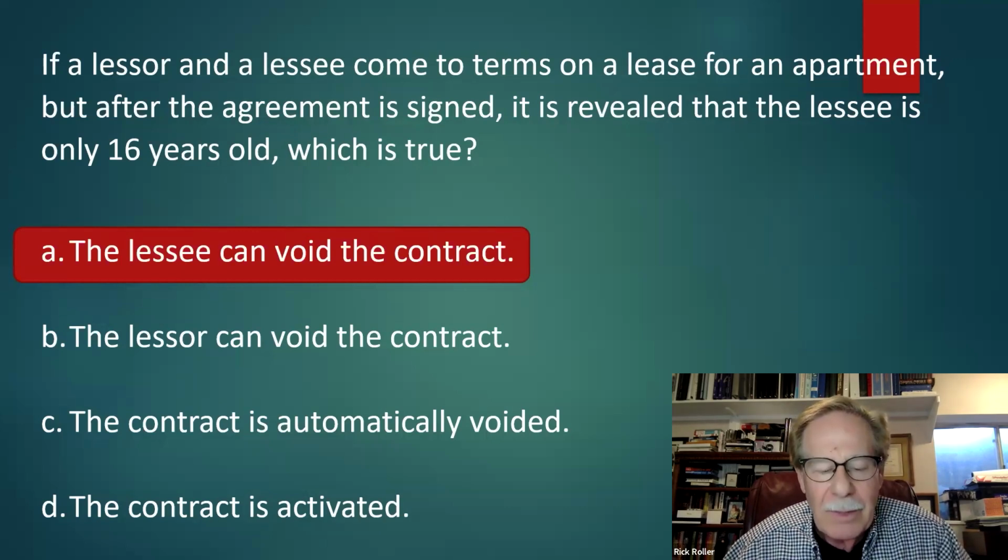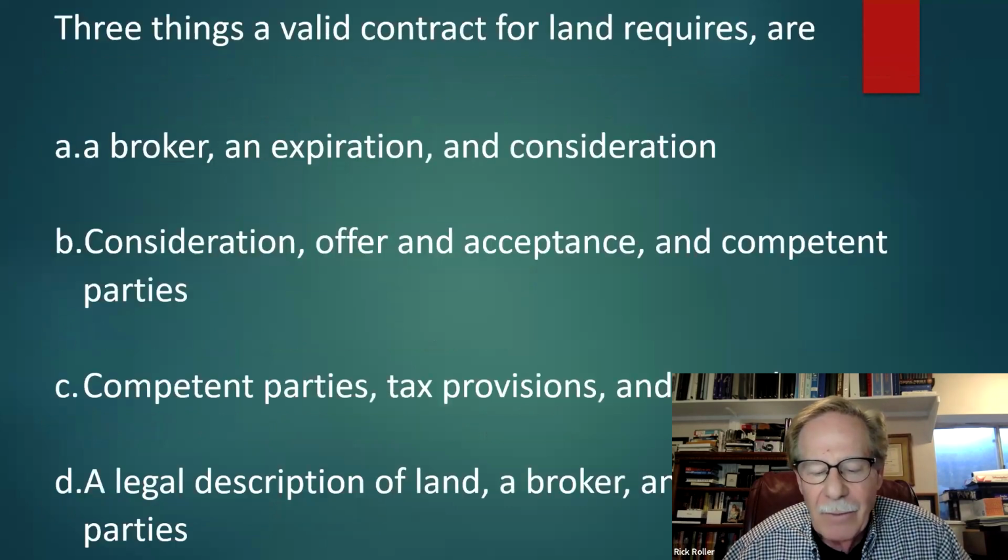Let's go to the next question then. Three things a valid contract for land requires. Three things a valid contract for land requires are a broker.